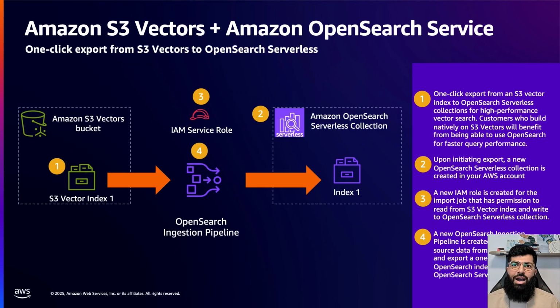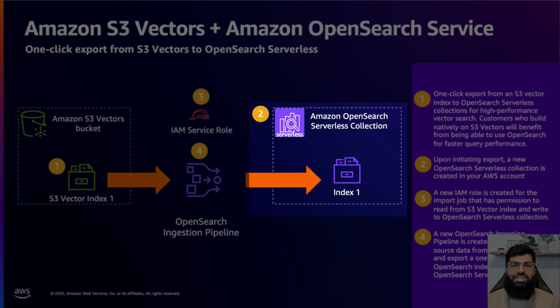The second integration pattern is a one-click export from S3 vectors to OpenSearch Serverless. This pattern is ideal when you need faster query performance or advanced OpenSearch features like complex geospatial filtering, aggregations, or hybrid search. When you initiate the export from S3 vectors to OpenSearch, here's what actually happens.